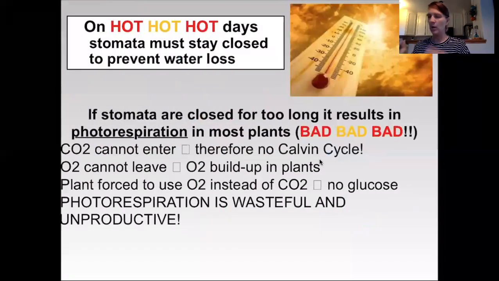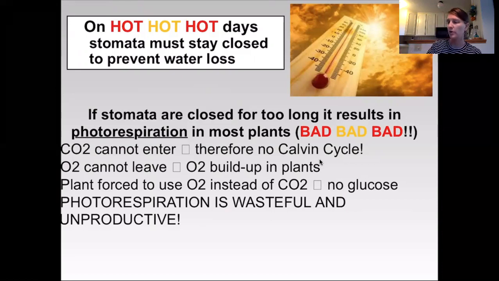All right, so the goal of this part, however, is to talk about evolutionary adaptations for very, very hot climates, right? What happens on very, very hot days is that the stomata on the underside of the leaves, necessary for gas exchange, that open and close, need to stay closed longer because they need to prevent water loss.